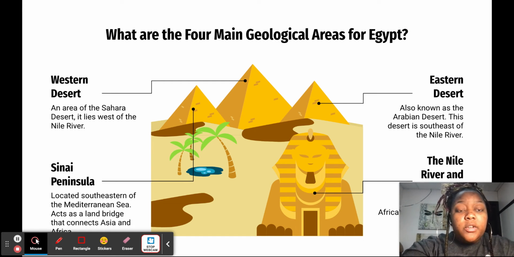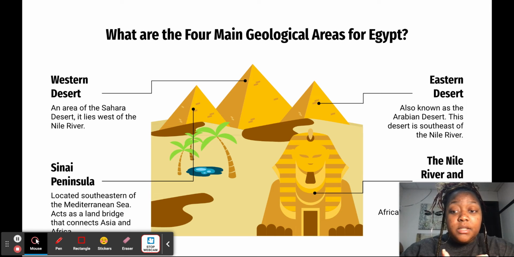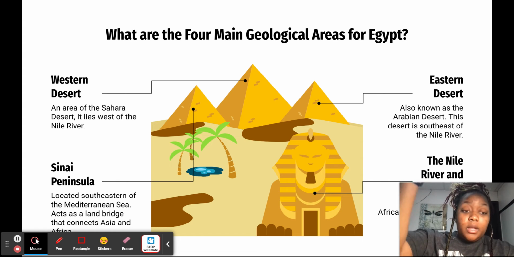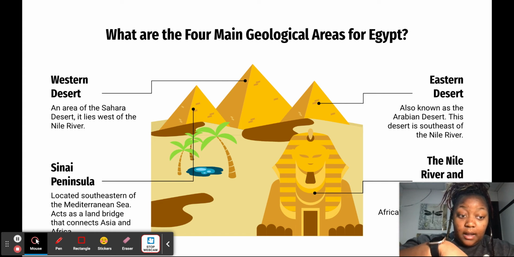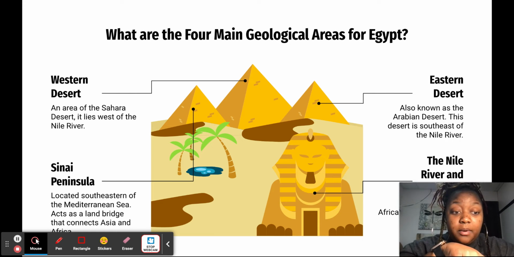What are the four main geological areas of Egypt? You have the Western Desert. This is the area of the Sahara Desert, and it lies west of the Nile River. You have the Sinai Peninsula, which is located southeast of the Mediterranean Sea, and it acts as a land bridge that connects Asia and Africa. You have the Eastern Desert, also known as the Arabian Desert. This desert is southeast of the Nile River, and last but not least, you have the Nile River and its delta. The Nile River runs straight through Egypt, and you can clearly see that whenever I pull up the map for you, okay?